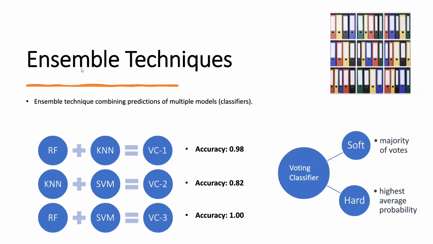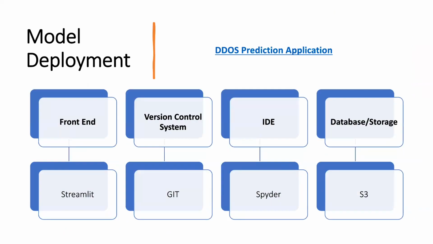The voting classifier has an accuracy of 0.98, and with KNN and SVM, it has an accuracy of 82. And with random forest and SVM, we have secured an accuracy of 1. The reason to choose the ensemble technique as a voting classifier is its ability to reduce overfitting and handle model uncertainty, along with its simple implementation and handling of imbalanced data, which are key factors discussed earlier. Now we move on to the model deployment.